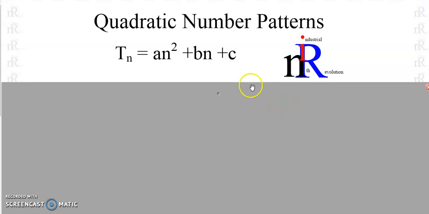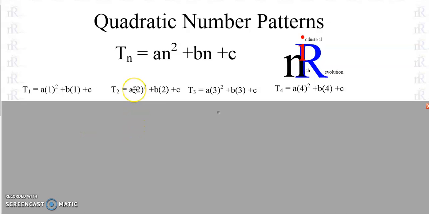So let's look at this information. If we have to calculate the first term, we will substitute the n with 1, expand and get a plus b plus c. If we have to find the second term, we'll substitute with a 2, so 4a plus 2b plus c. The third term will be 9a plus 3b plus c. And the fourth term would be 16a plus 4b plus c.